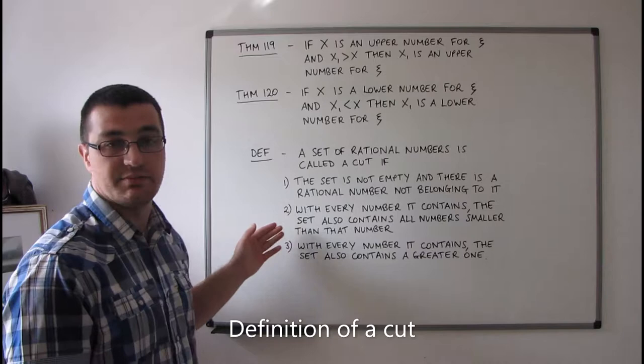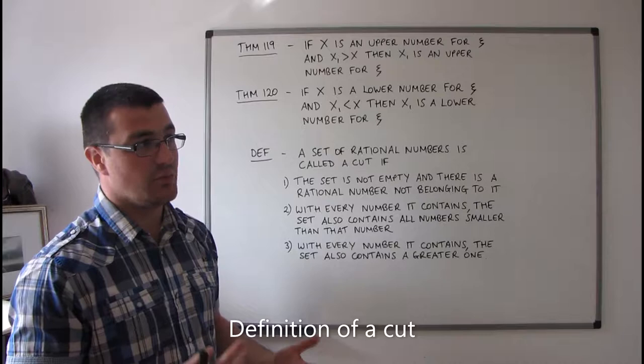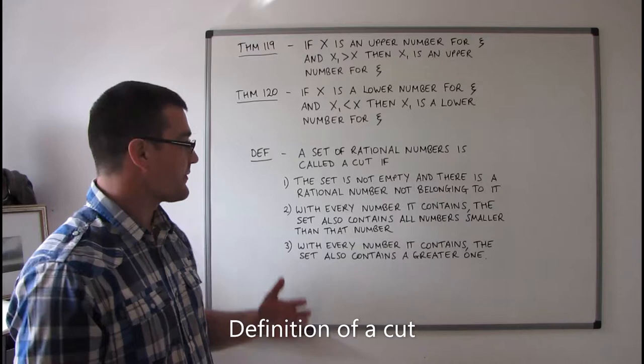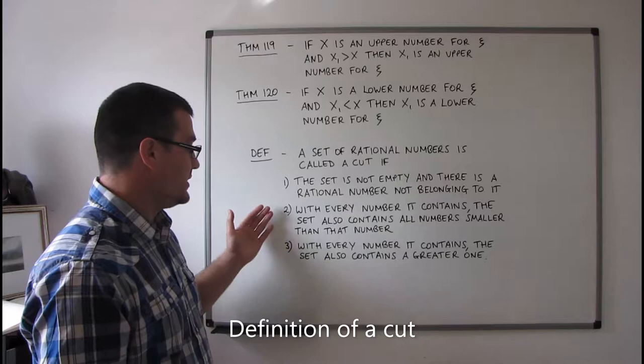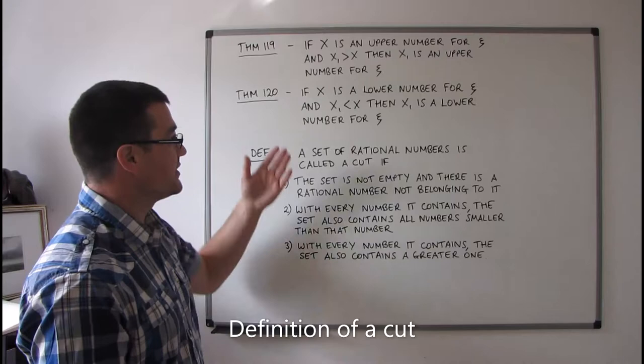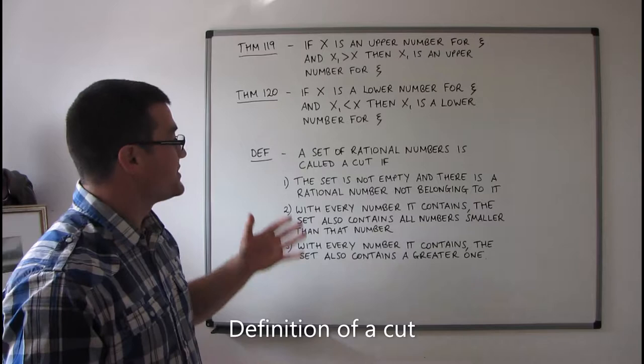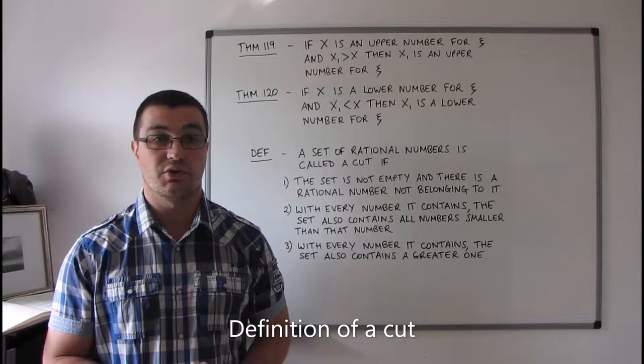It depends what we're trying to achieve, what we're trying to prove, as to which definition we're going to go for. Often this definition tends to be a bit more workable. But there will be occasions where we'll go for the original definition. So we've got to be prepared to use either definition. They're equivalent, so there's no problem with that. So that's the basic definition of a cut and some basic properties. So let's move now on to ordering.